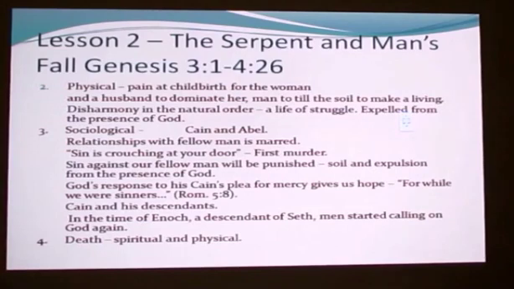And a husband who dominates. Also, man must now toil the soil to make a living.